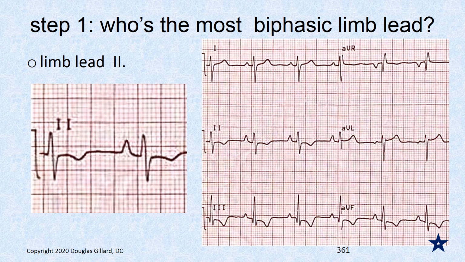Okay, this is where I thought I should have gone back one further. Who's the most biphasic? Limb lead 2's right there. And that does look a little bit stubbier there to me. I could count the little boxes, but I'm too lazy. Yeah, so it is a little bigger there. But for step 1, we just need to know who's biphasic, and limb lead 2. So this is the one we're going to be working with.